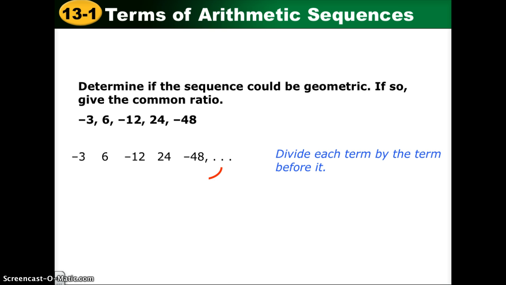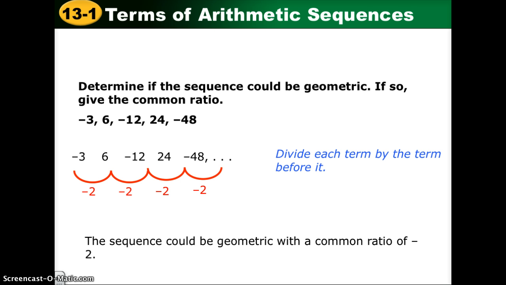Let's check this one. We have a common ratio of -2. Every time we multiply, we're multiplying by -2, so that's why the negatives and positives alternate, and our common ratio would be -2 because this is geometric.